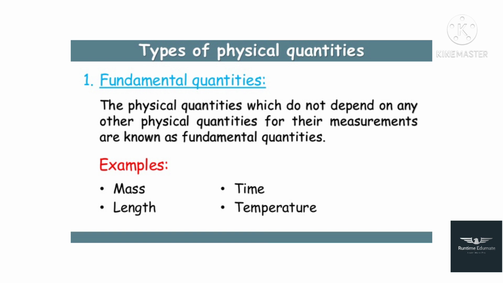So in physics, quantities which are not dependent, which are the basic or the fundamental or the primitive quantities, they are the fundamental quantities. For example, mass, time, length, temperature, these are primitive. They can't be subdivided, or they are not dependent, or they are not made up of any other physical quantities. Thus they are fundamental quantities.